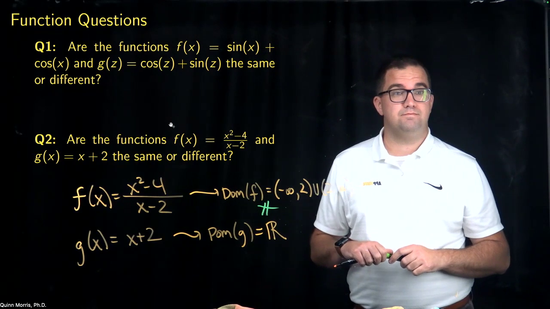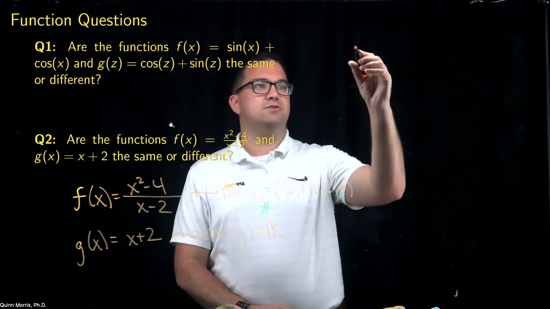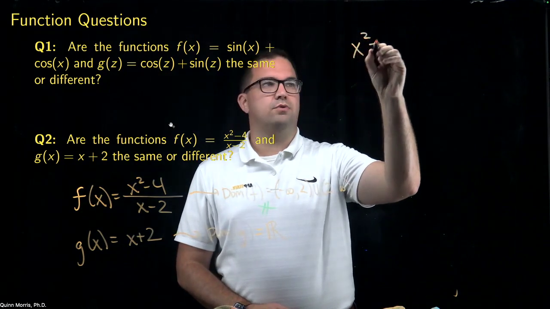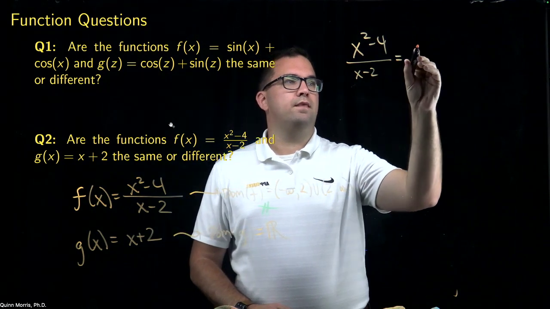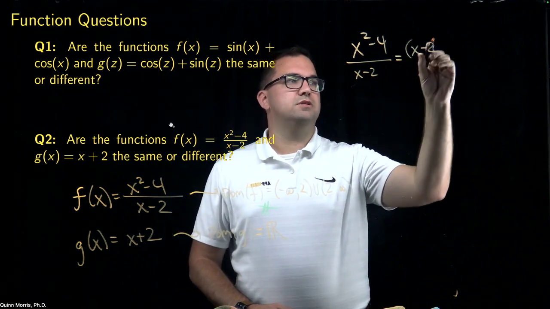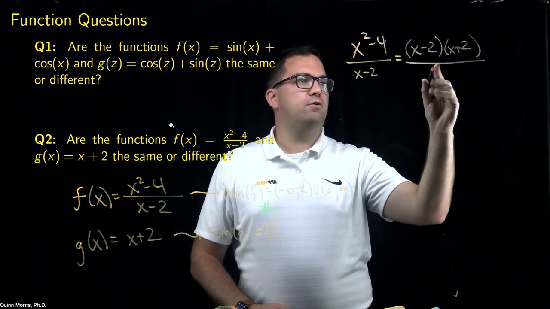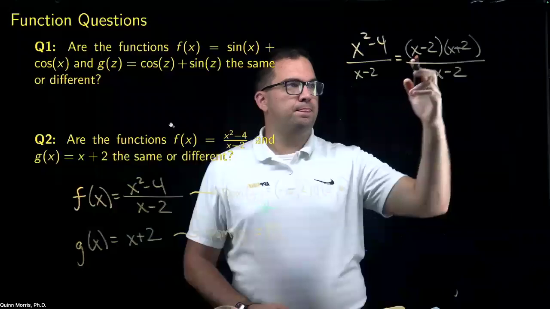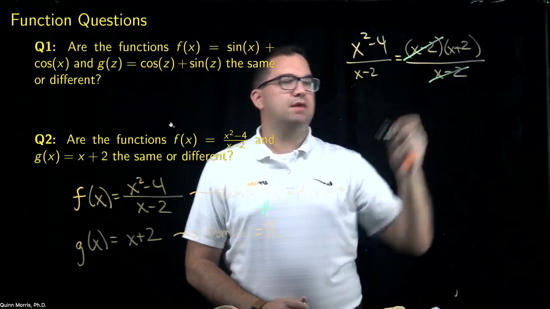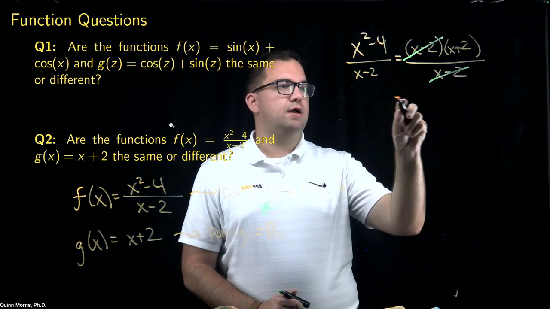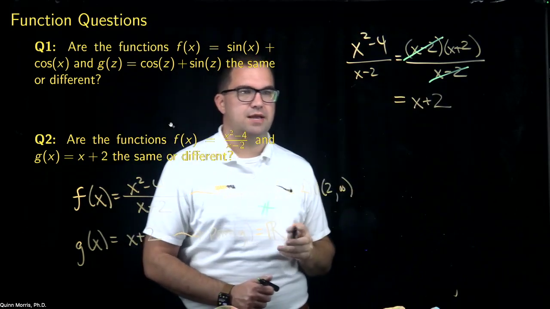Now, again, commonly a calculus student would tell you that these are the same because they would say, well, x squared minus 4 over x minus 2, I can factor the top. This factors as x minus 2, x plus 2 over x minus 2. I will cancel the x minus 2's, and I'll be left with x plus 2, and aha, look, these are the same.